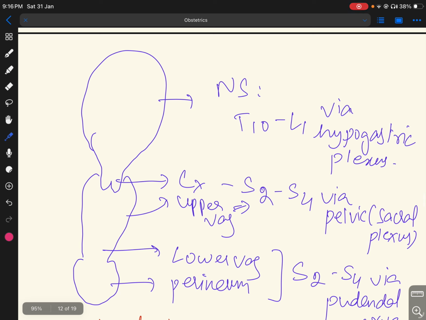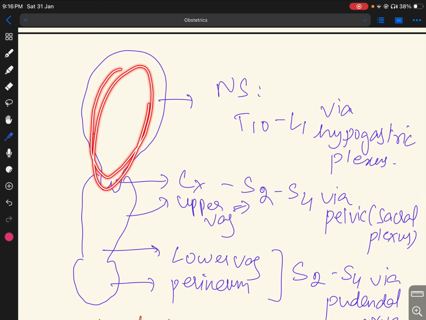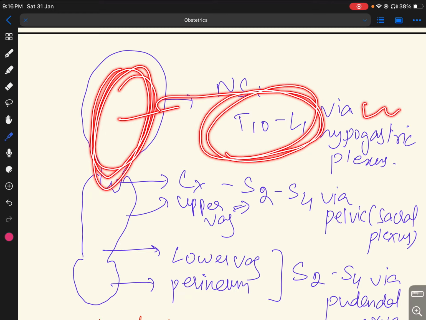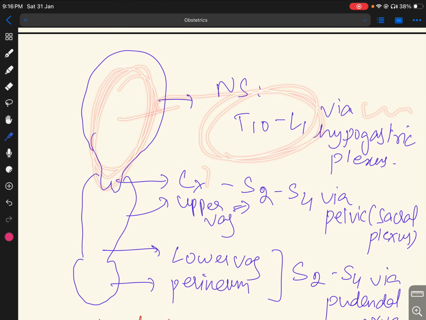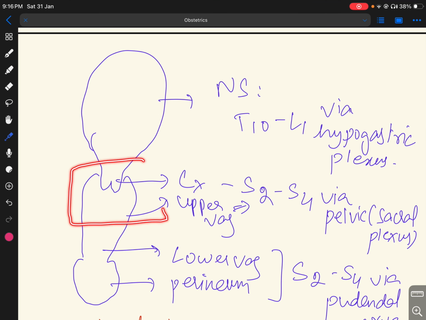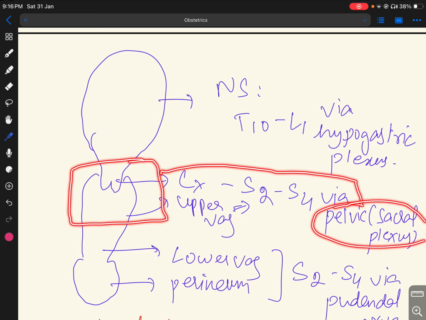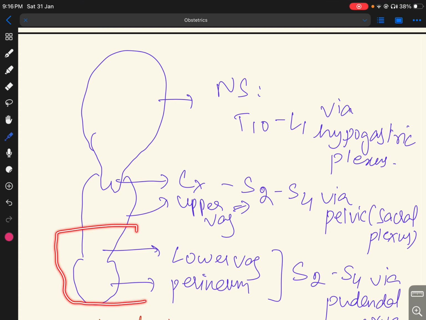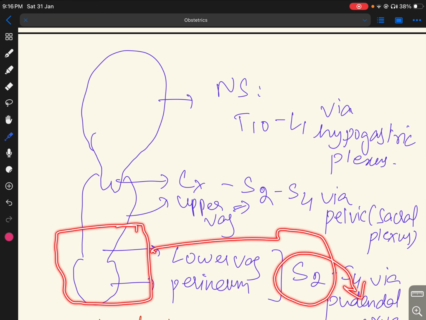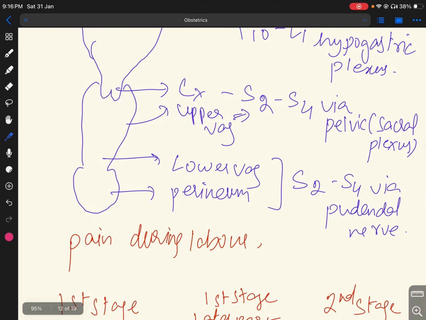Now let's see the nerve supply. This is the uterus. The uterus is supplied by T10 to L1 via the hypogastric plexus. The cervix and the upper vagina are supplied by S2 to S4 via the sacral plexus or the pelvic plexus. The lower vagina and the perineum are supplied by the same S2 to S4 but via the pudendal nerve.